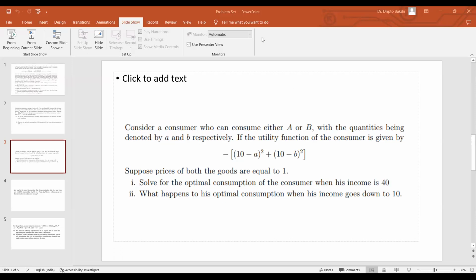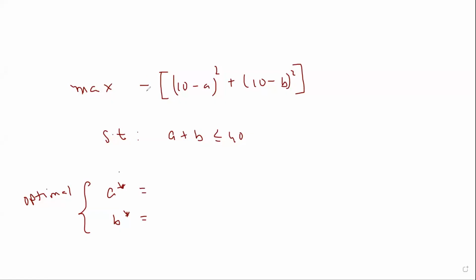So a, b can be 0, 0 or it can be 20, 20 and it will maximize that, right? Sure, there's a minus sign in front. Sorry, yeah, that's my mistake, so a and b should be 10, 10. That's correct. That should be your optimal, right?